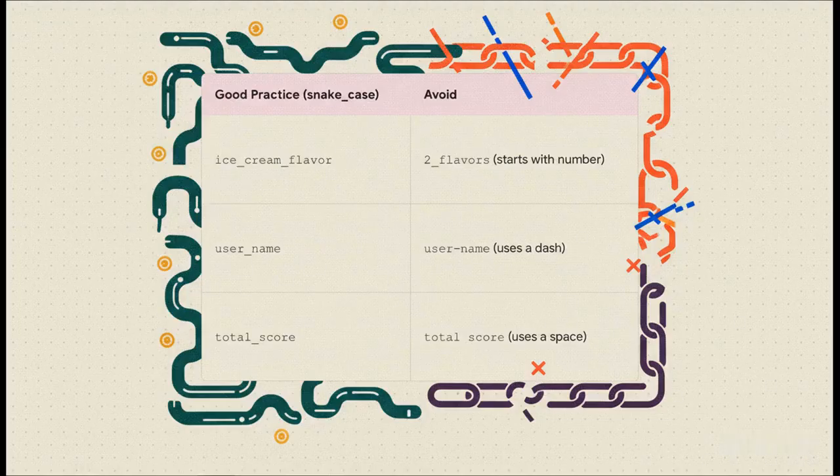Now you can't just name your variables anything you want. Python has a few simple rules. The best way to do it, the standard way, is something called snake_case. It's just all lowercase letters with underscores instead of spaces. Super easy to read, right? On the flip side, you'll run into errors if you try to start a name with a number or use things like dashes or spaces. So just stick to snake_case and you'll be golden.